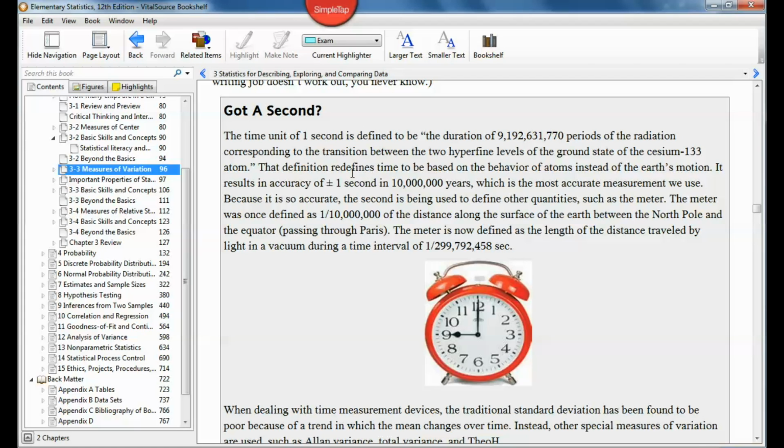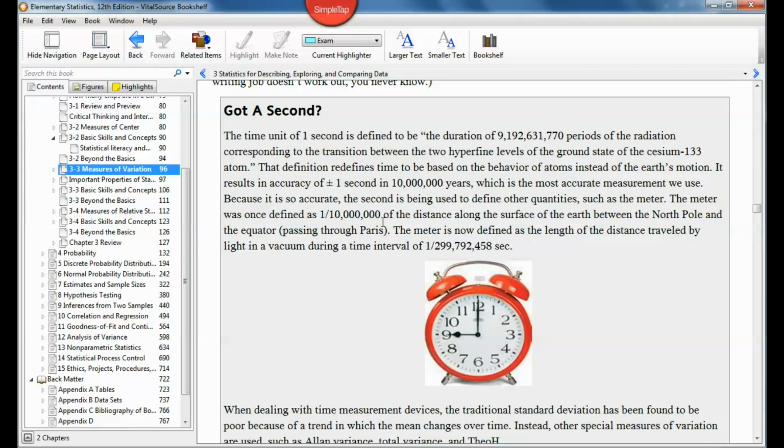The definition redefines time to be based on the behavior of atoms instead of the Earth's motion. It results in an accuracy of plus or minus 1 second in 10 million years, which is the most accurate measurement we use. Because it is so accurate, the second is being used to define other quantities, such as the meter.